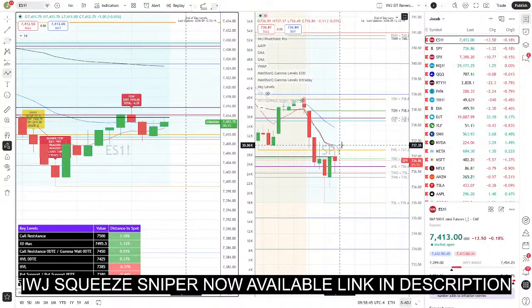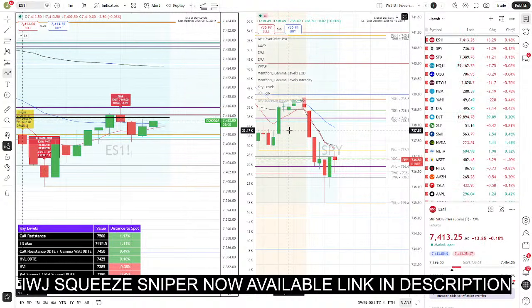Nasdaq though looks a little better for the bears. It's trying to push back down. We'll see if it can actually do that. It kind of had a strong green bar followed by a fairly decent red bar. We'll see if it's able to keep the pressure to the downside or not. If the Nasdaq goes down, the ES will come with it.